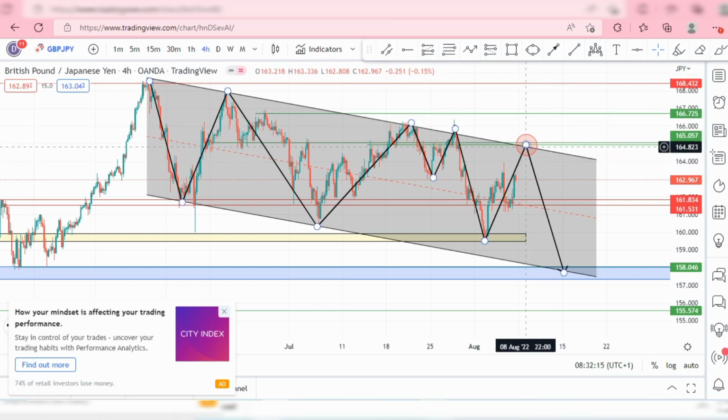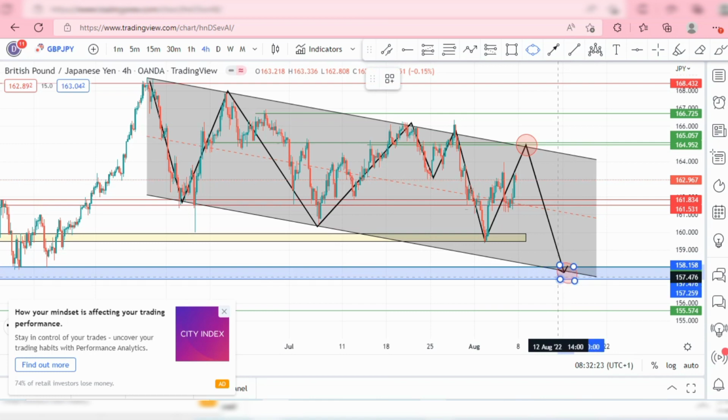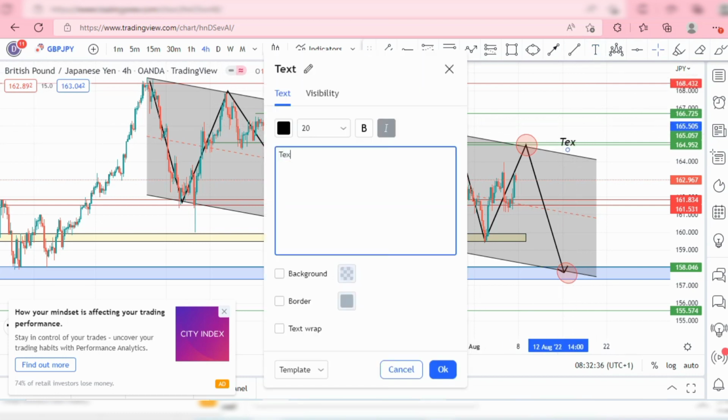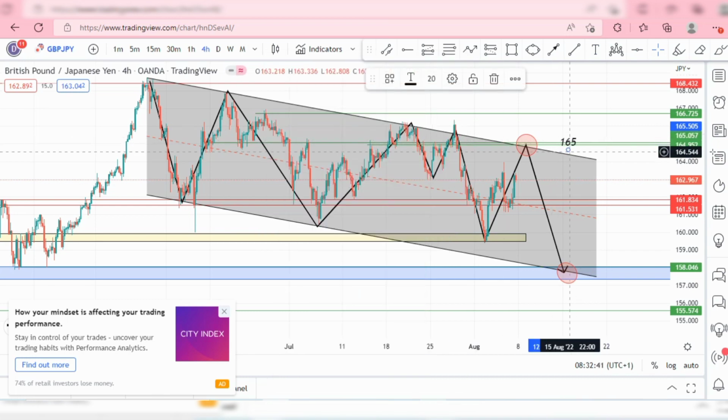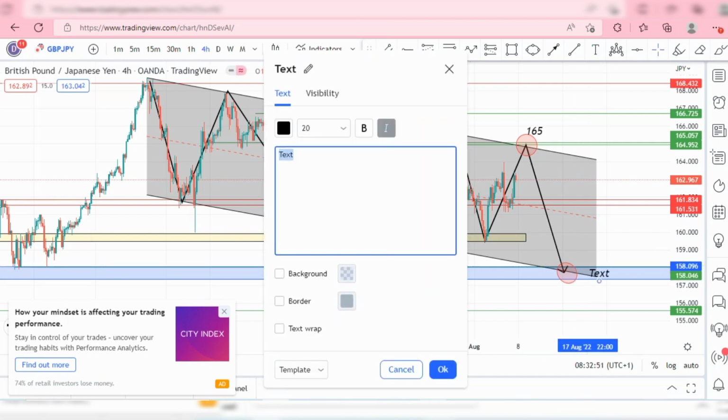If price rejects off this area there, or if price breaks it to the upside. And the next area that I will be looking for is around the 158 level. So the 158 level and the 165 level are my key areas for GBPJPY. Okay, and that is where I'll be looking to trade. If not, okay, I won't trade GBPJPY for now until price reaches that area. Okay, the next area is down here, which is the 158 level that I mentioned.